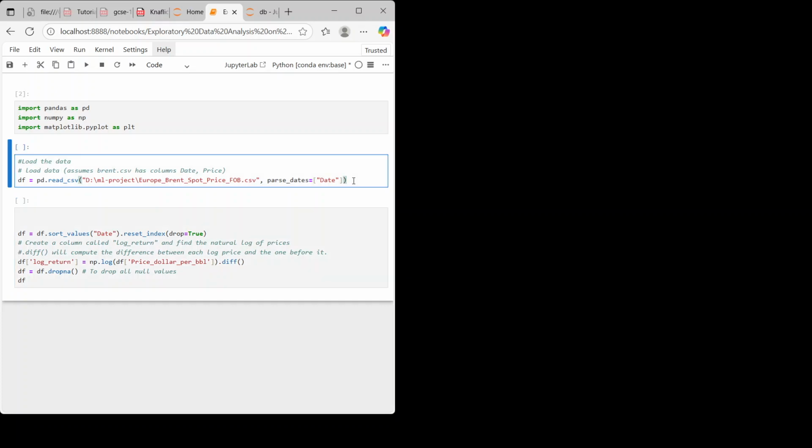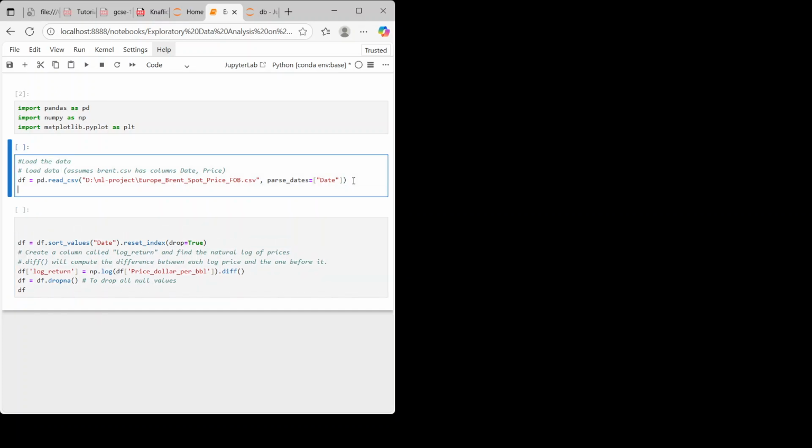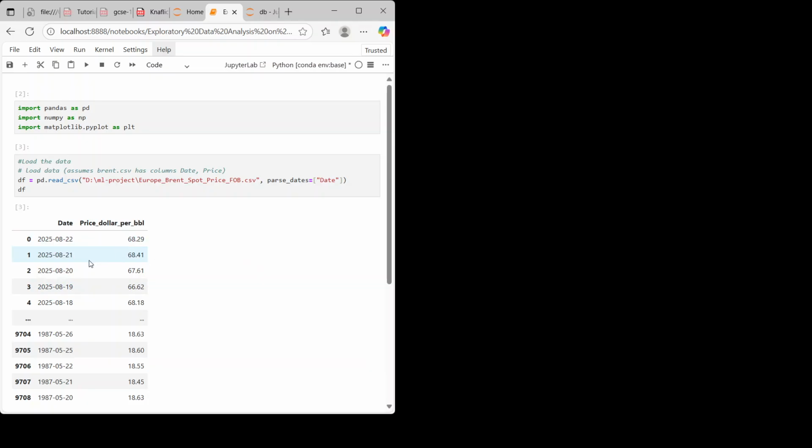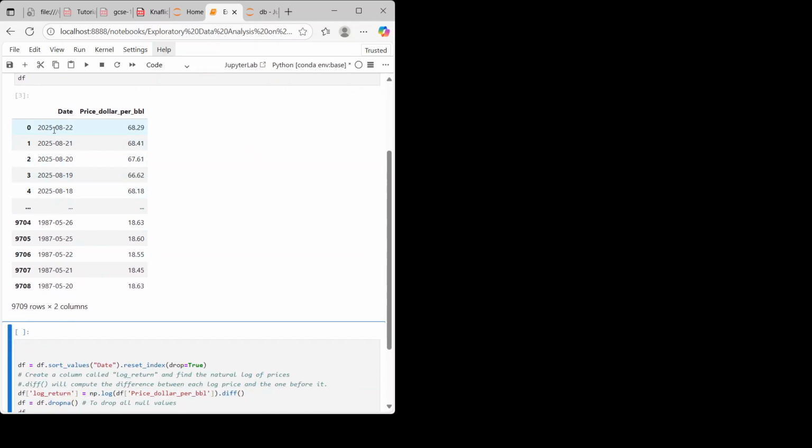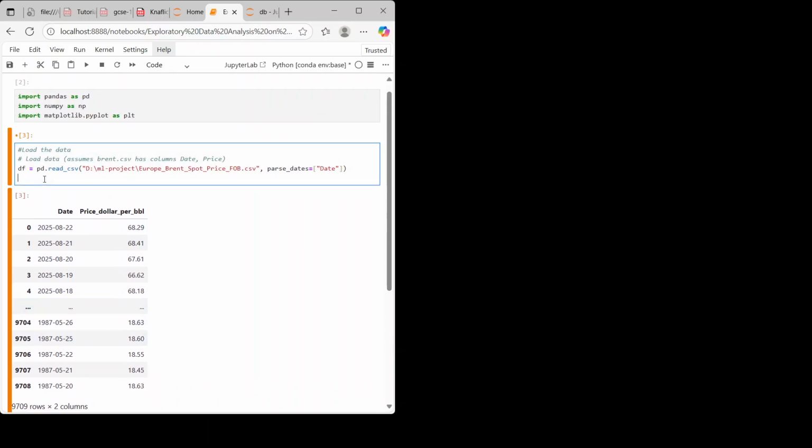After we've done that, just to give you an idea of what the data looks like, I'll call the df, and this is the data in my CSV file. I have the date here, and the price in dollars per barrel. On the 22nd of August 2025, we have the price at $68.29 per barrel, then the 21st of August. So it follows through, and that's how our data looks. I'll go ahead and delete this because we need to work on this data.